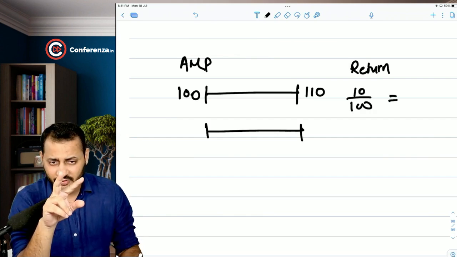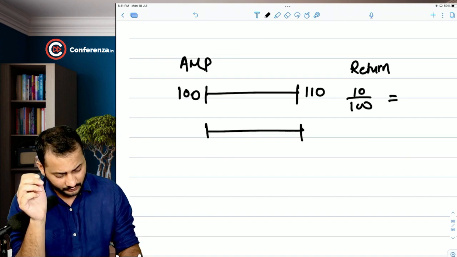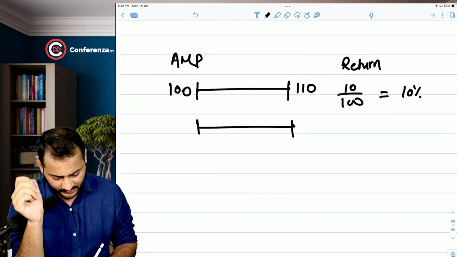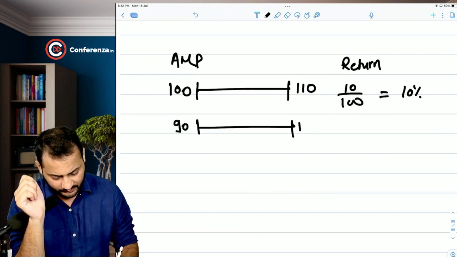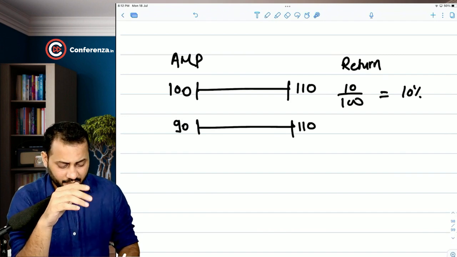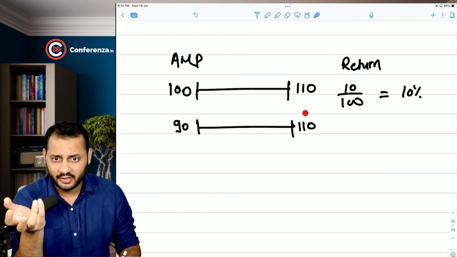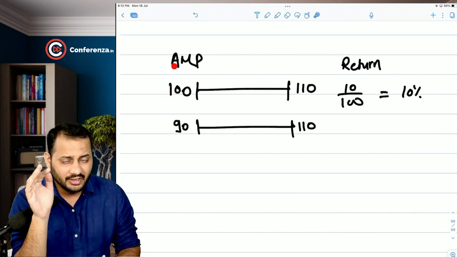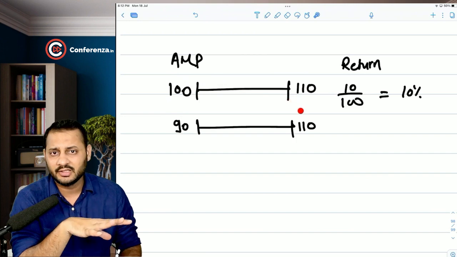10 rupees is the difference between these two, and 10 on 100 is equal to 10%, right? Now, if we take the actual market price as 90 rupees and keep the last price constant. Why are we keeping this price constant? Because we want to find out whether the shares are undervalued or overvalued today. So we are changing today's price and keeping everything else constant.